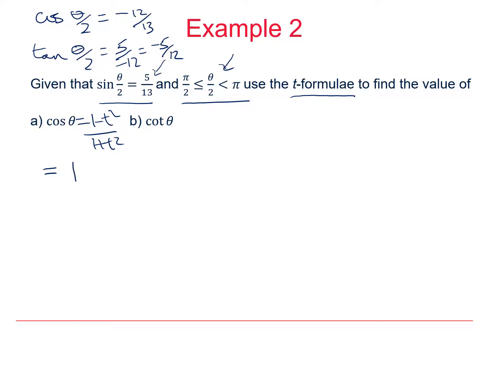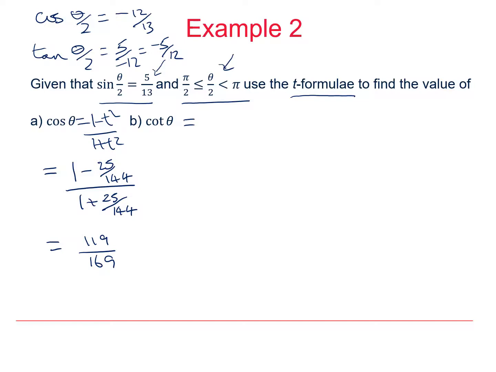So 1 minus, well, as I'm squaring a negative number, it still becomes positive, so it still ends up being a takeaway here of 25 over 144, over 1 plus 25 over 144. And then if we multiply top and bottom by 144, on the top we're taking away 25, which will give us 119. And on the denominator we're adding 25, so that will give us 169.